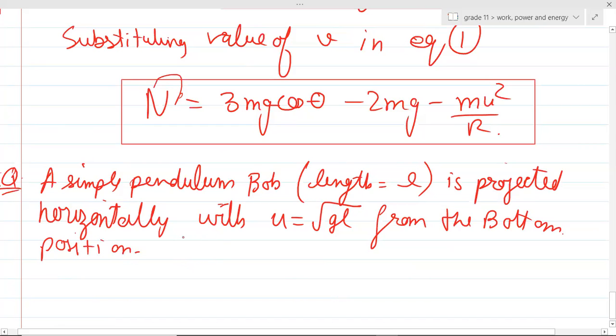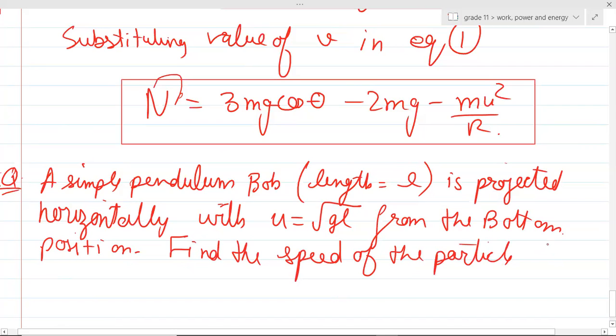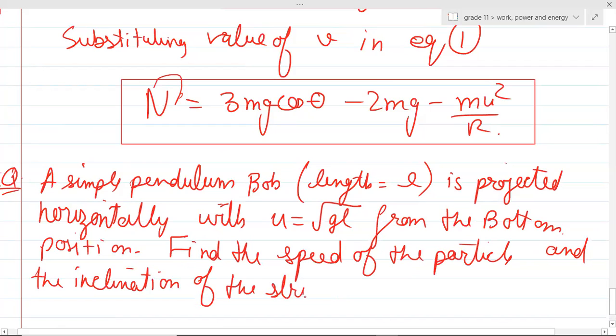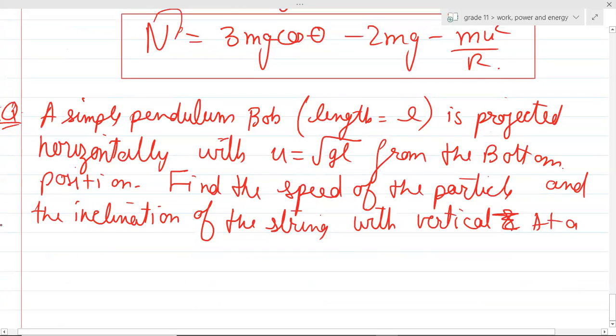Now the question is, find the speed of the particle and the inclination of the string with the vertical at a point where the tension in the string becomes equal in magnitude.